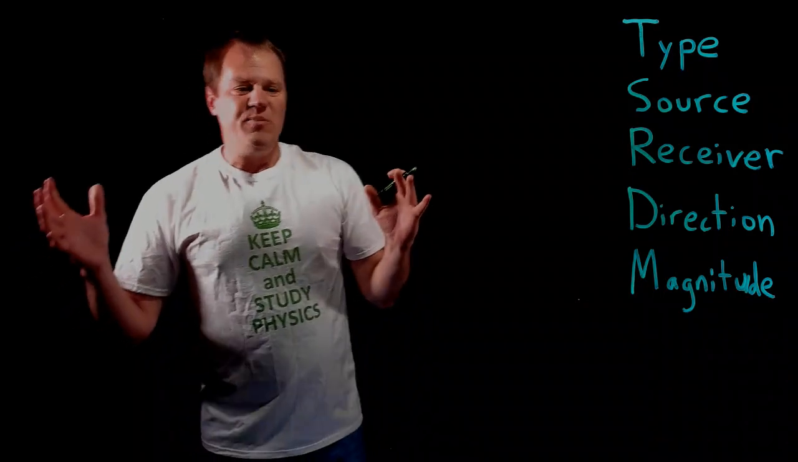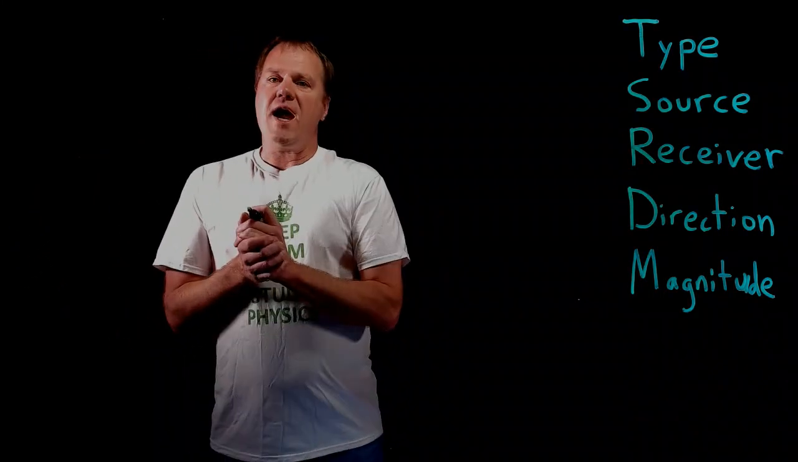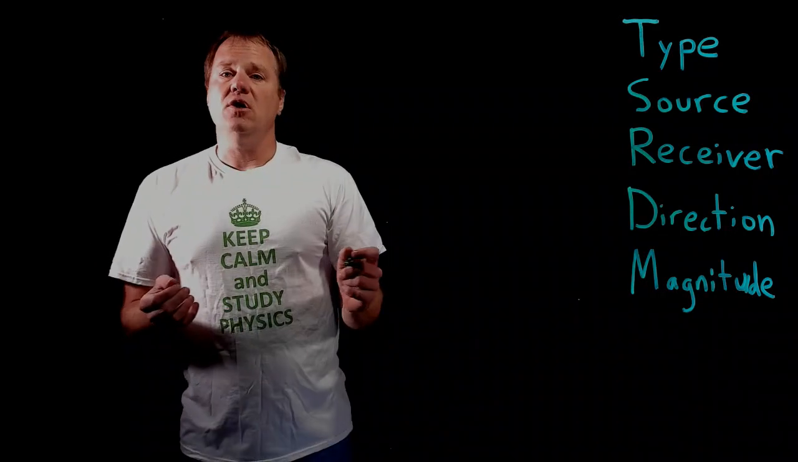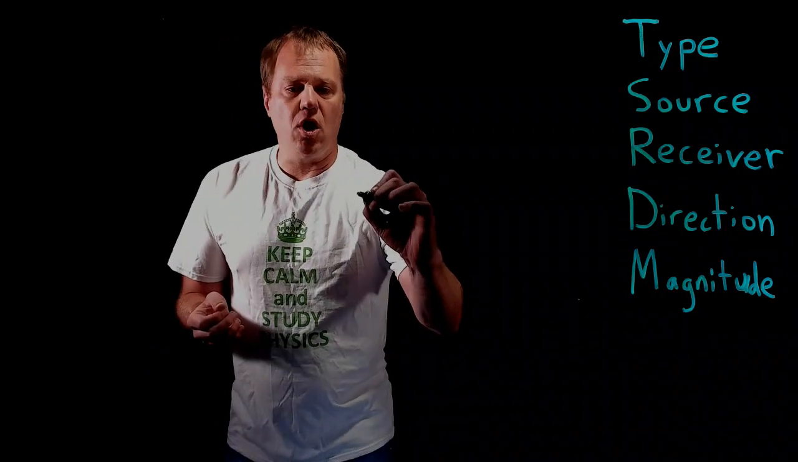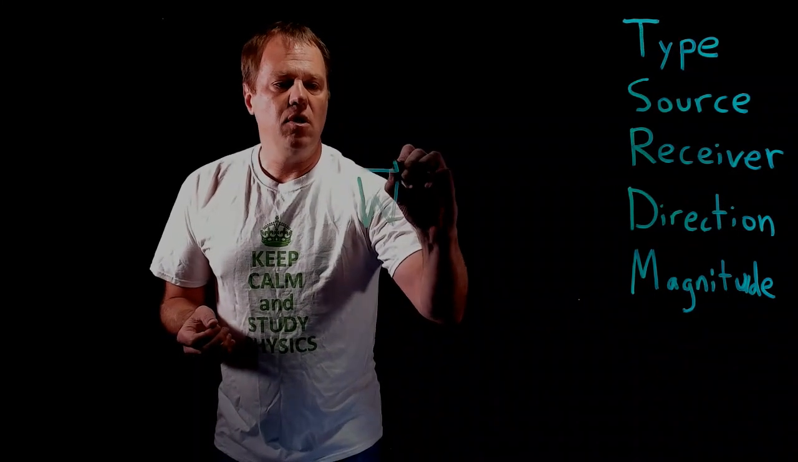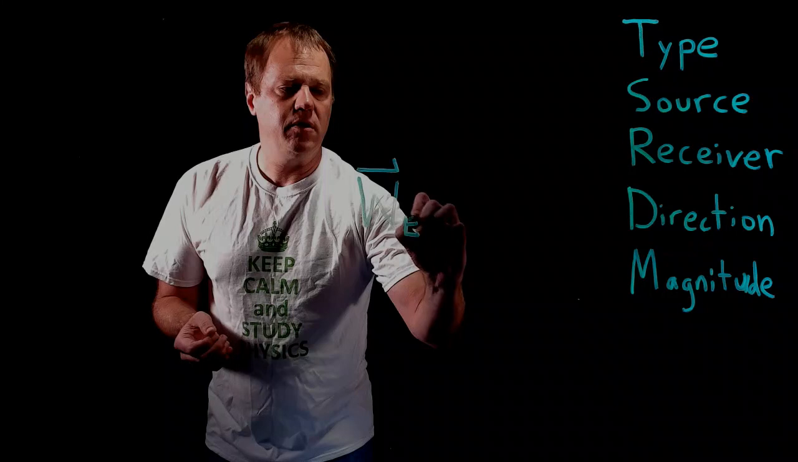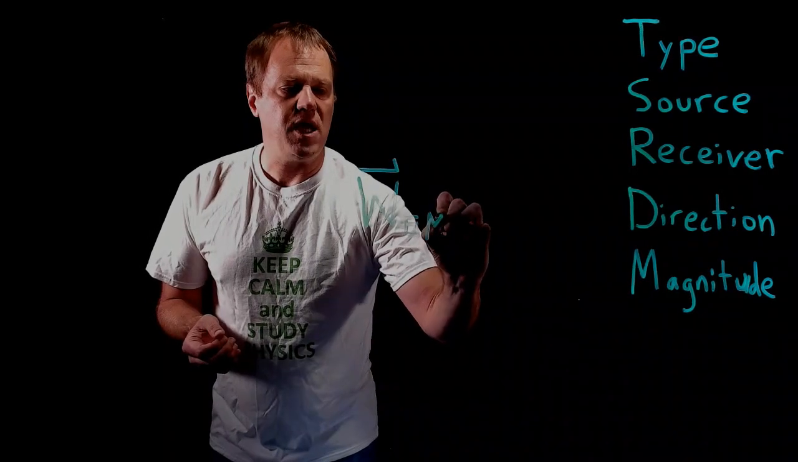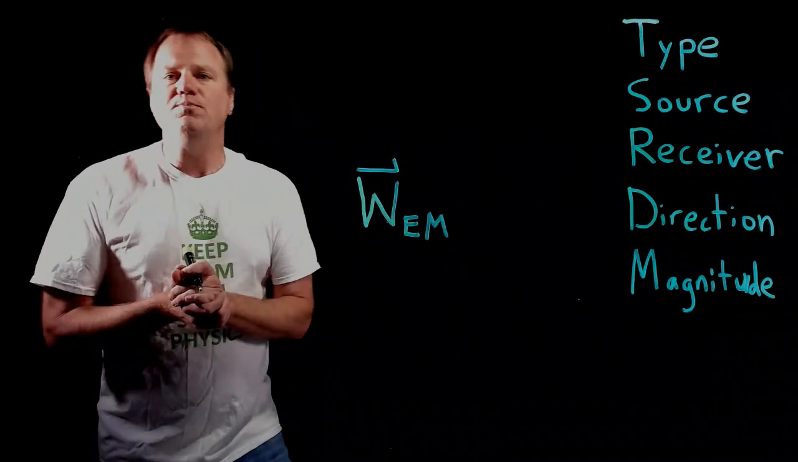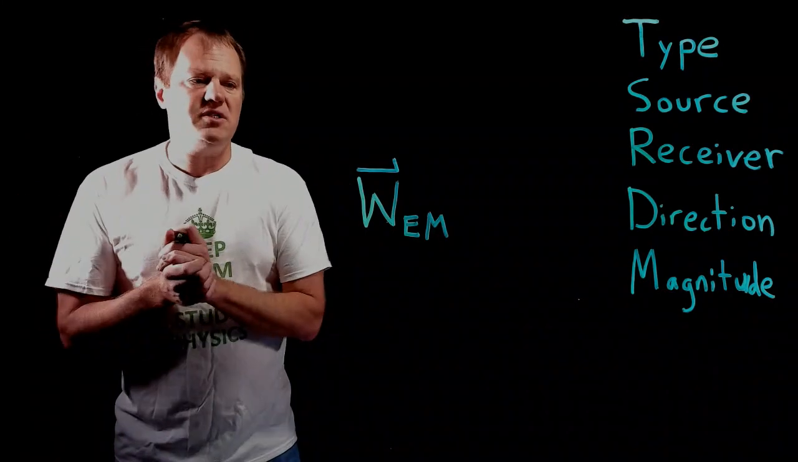Okay, so typically when I'm drawing a free body diagram, I start with the weight force. So the weight force is exerted by the Earth. So I use a special symbol W for weight force. Weight force exerted by the Earth on me. Some people also call this the gravitational force. That's fine too. They're really synonyms.